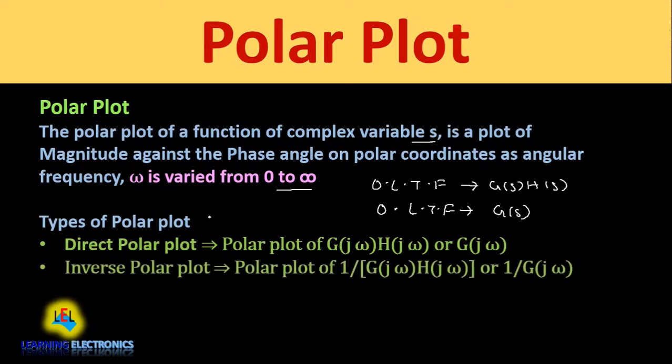And second one is inverse polar plot. So whenever we draw the polar plot of 1 upon G of j omega into H of j omega, or 1 upon G of j omega, then that particular plot is called the inverse polar plot. In these lectures of polar plot, we are only going to study the direct polar plot.